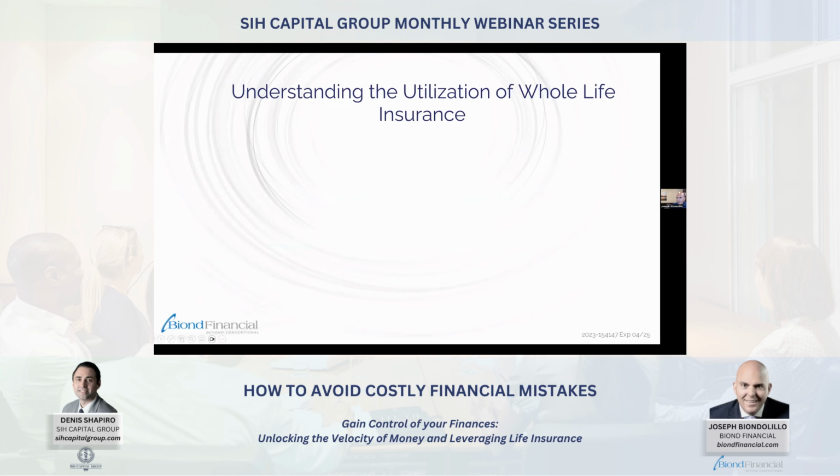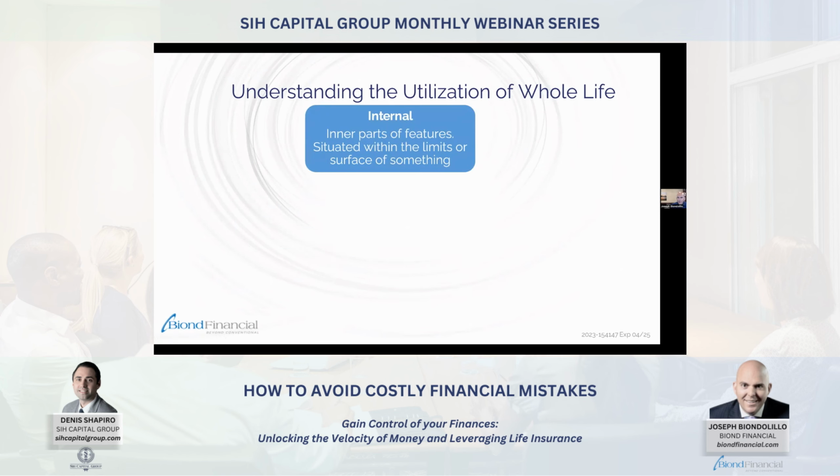And we think that to simplify it, the easiest way to do that is by understanding, for starters, the different rates of return that exist within a life insurance policy. So like any traditional linear investment, a life insurance policy has an internal rate of return. And by definition, that's focusing on specifically the inner parts or features situated within the limits or surface of something. Okay. So the internal return is dollar for dollar what you're putting in versus what you'll be able to take out of that policy, typically recognized through the cash values of the policy.